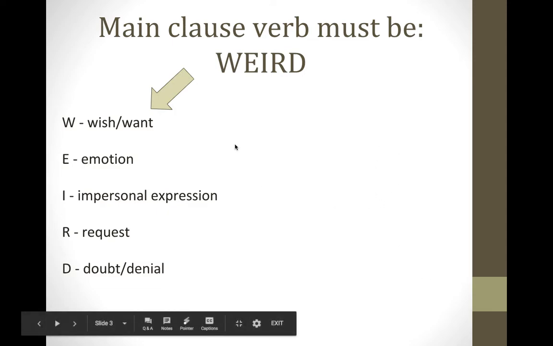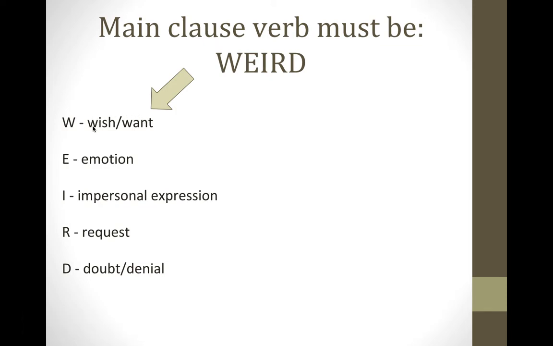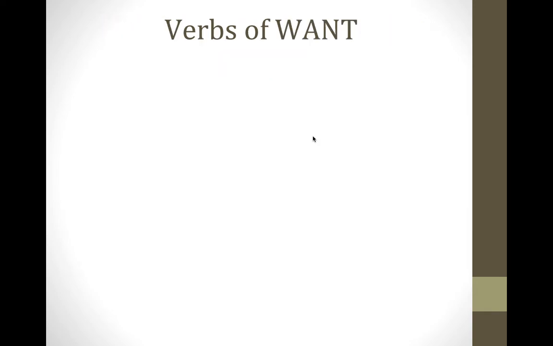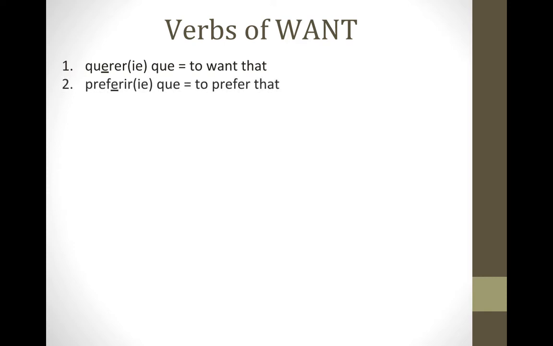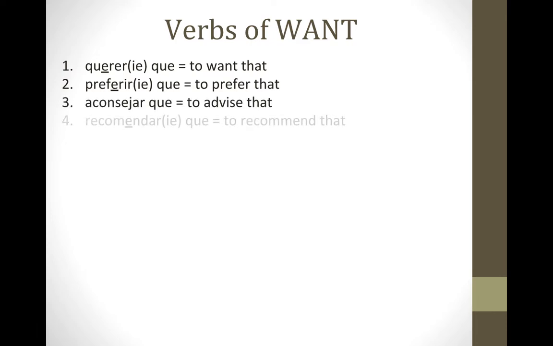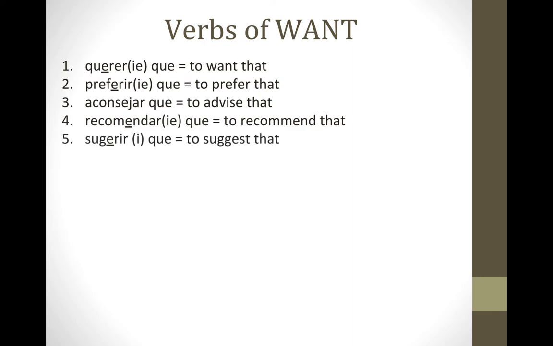So the topic of today's WEIRDO verbs are verbs of want. Last video we learned verbs of wish or hope. Today we're going to learn verbs of want. Here are your verbs. Querer que, to want that. Preferir que, to prefer that. Aconsejar que, to advise that. Recomendar que, to recommend that. And sugerir que, to suggest that.